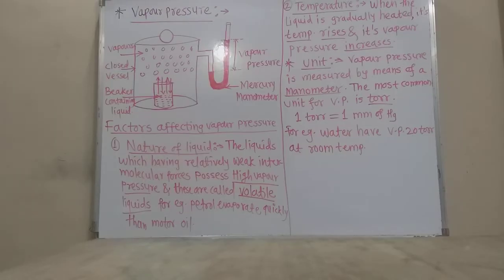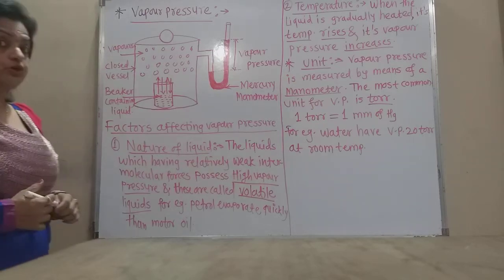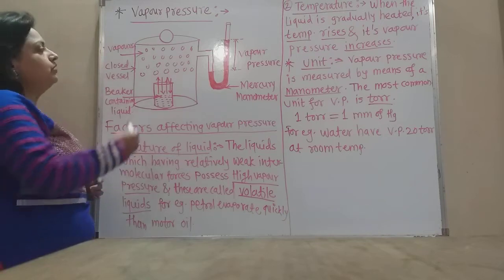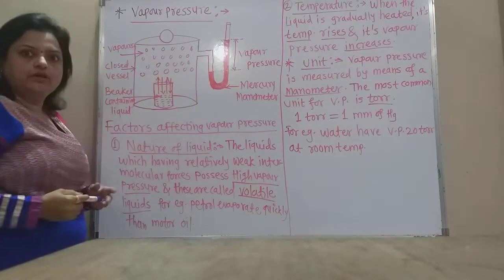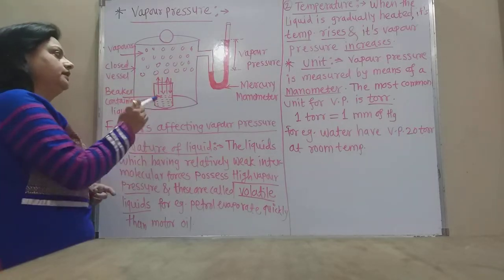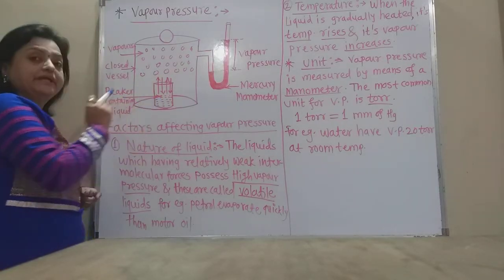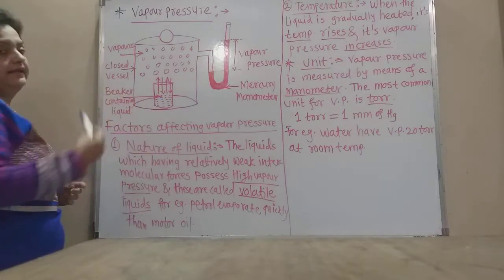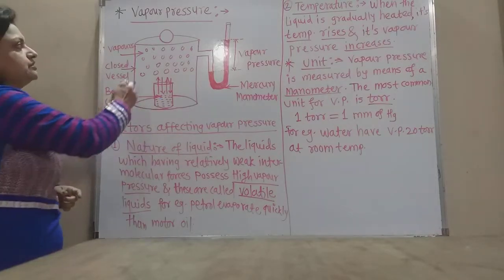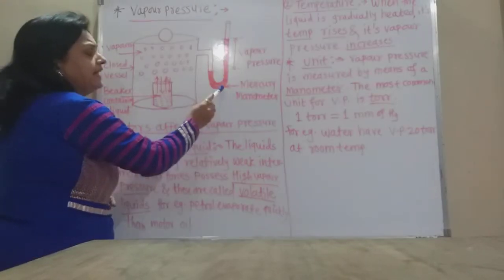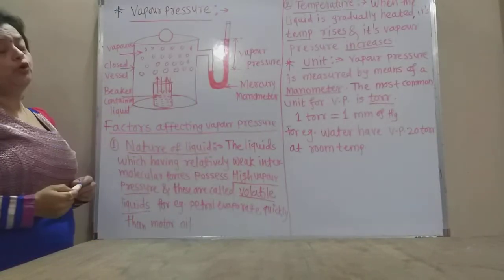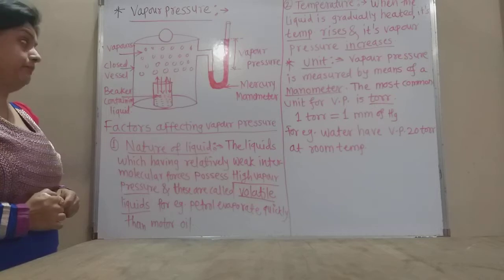Now see students, watch the blackboard. This is the figure of the vapor pressure of a liquid. Here this is the closed container. In that closed container, the liquid is placed in a beaker. This is the beaker containing liquid, and this is the closed container, and to that closed container we can attach a mercury manometer to measure the vapor pressure.